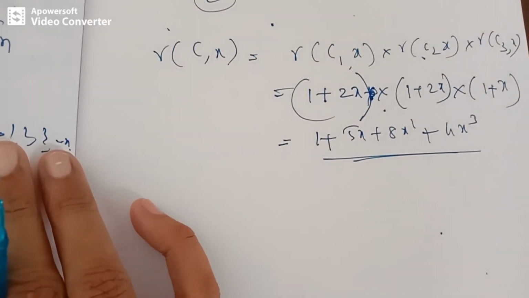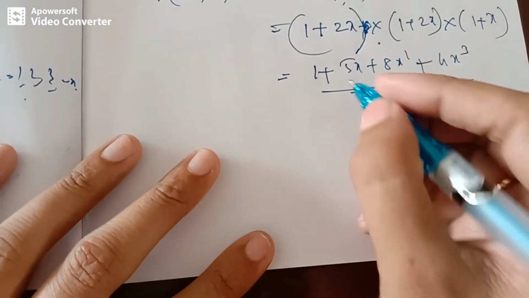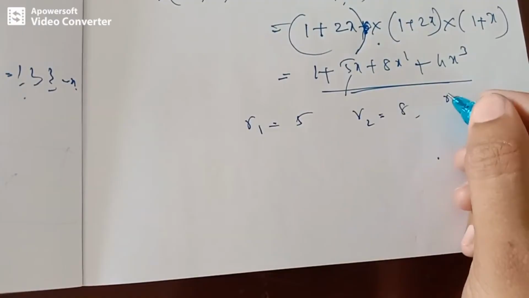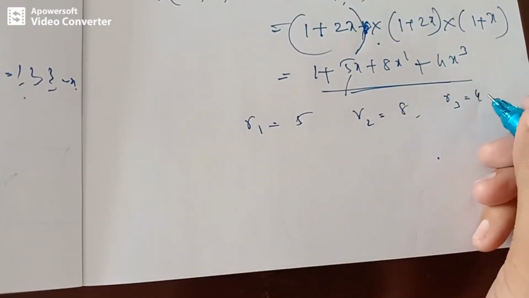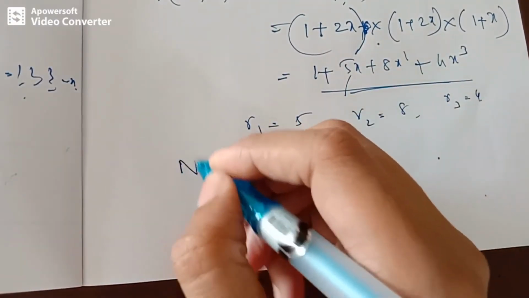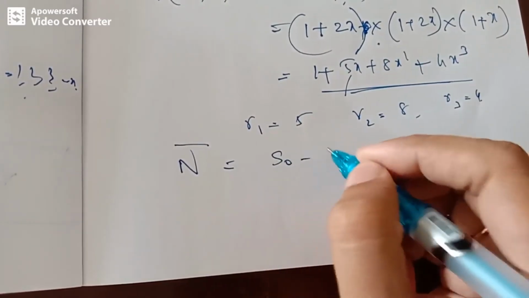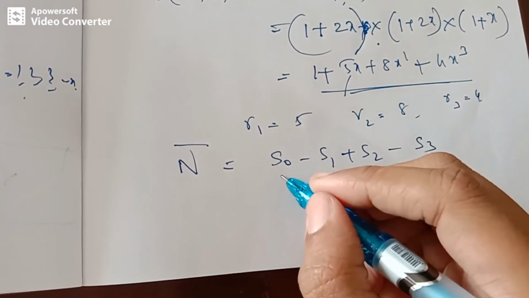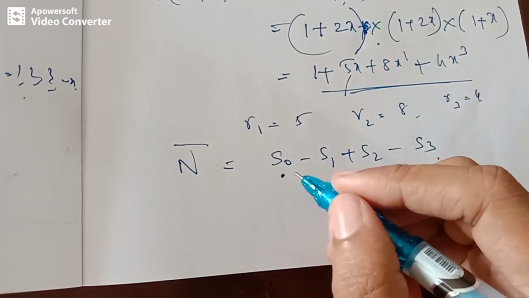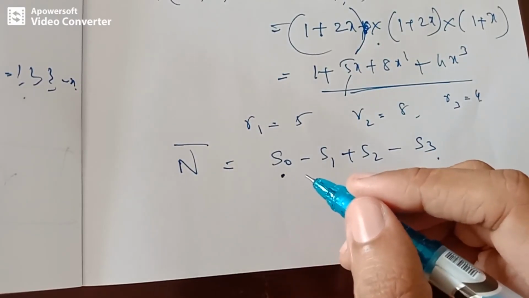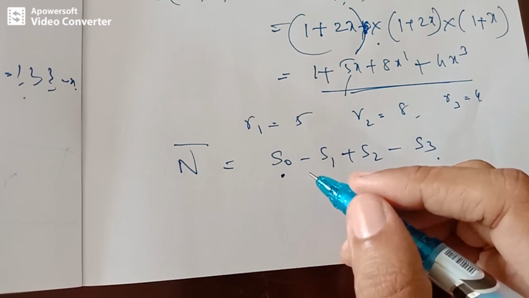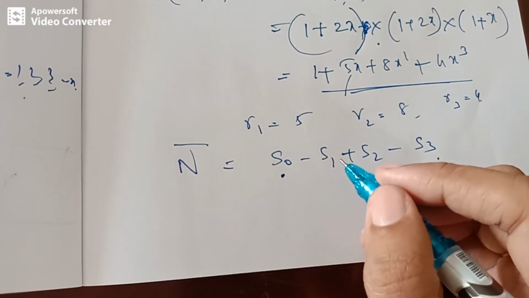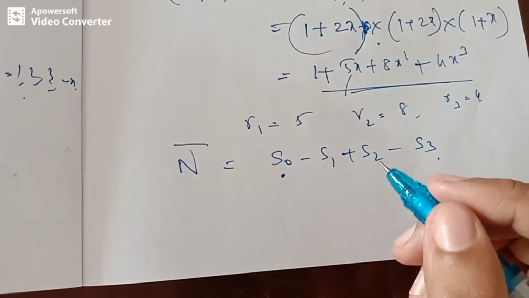Okay, now we know the value of R1. R1 is 5, R2 is 8, R3 is 4. So we have to calculate what is n complement, that is S0 minus S1 plus S2 minus S3. So S0 is n factorial, it is the number of squares. So how many squares are there in the board? How many squares are there in the chessboard?